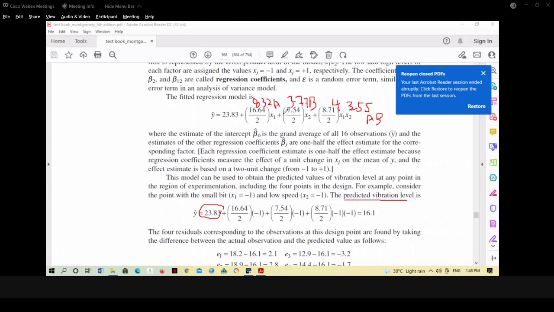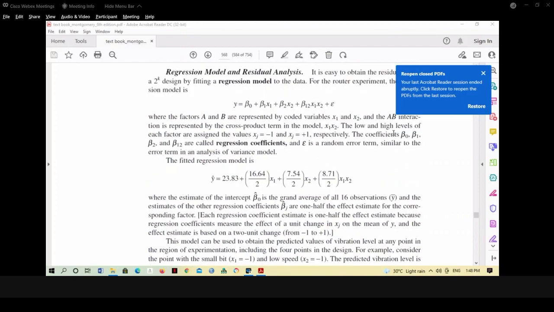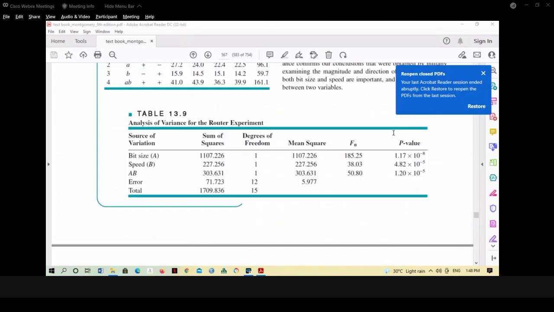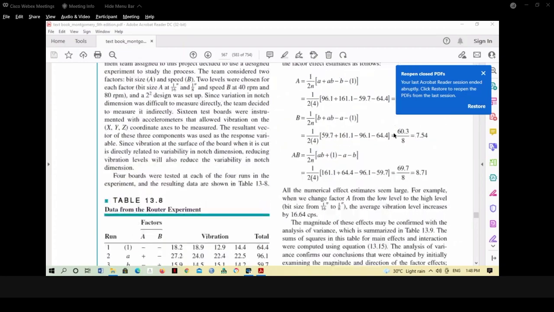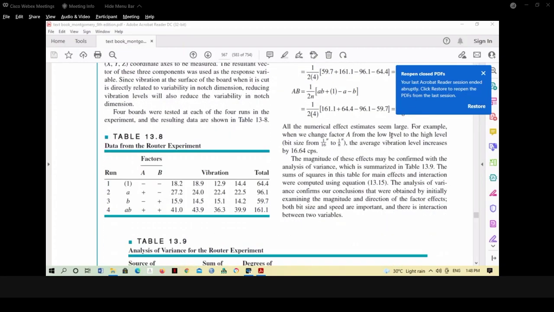These are the coefficients. If you look at the ANOVA, the equation is 8.32A plus 3.77B plus 4.355AB, with coefficients equal to the effect divided by 2. I don't know whether they have an ANOVA for this example. No Minitab.